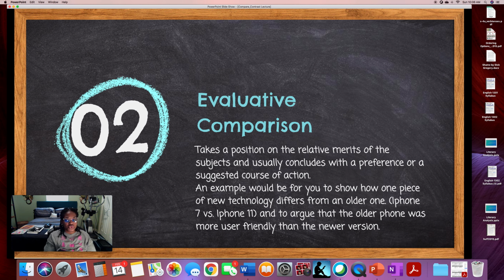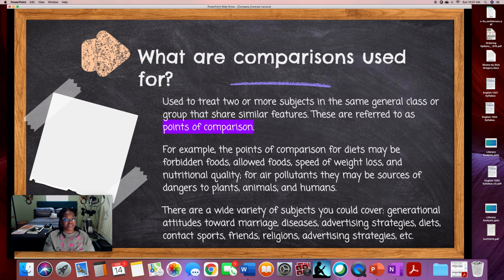I want you to research those two different phones and their features. And I want you to brainstorm a list of points of comparison that you could use to write about the differences or similarities between those two iPhones.